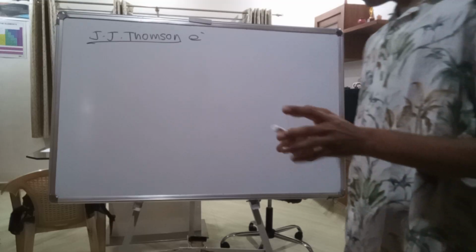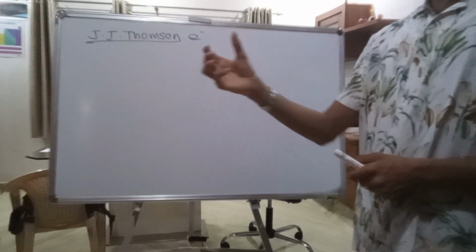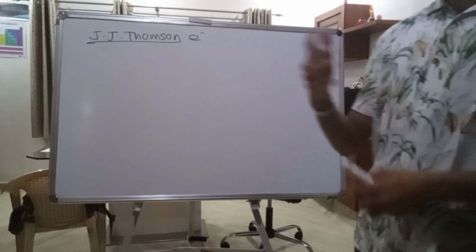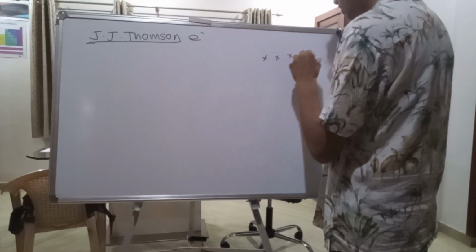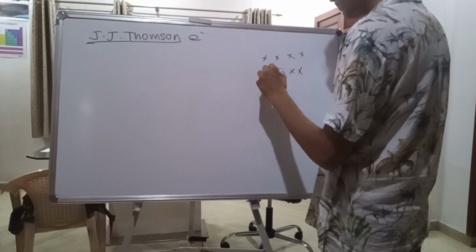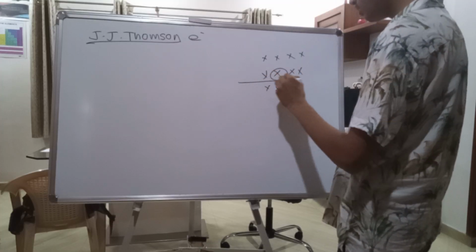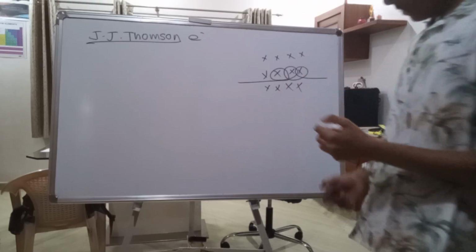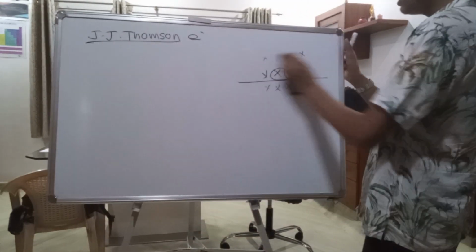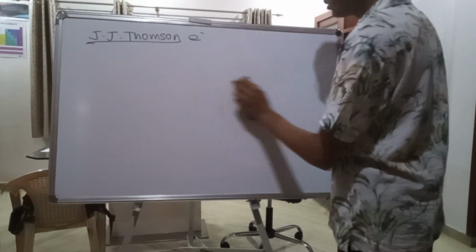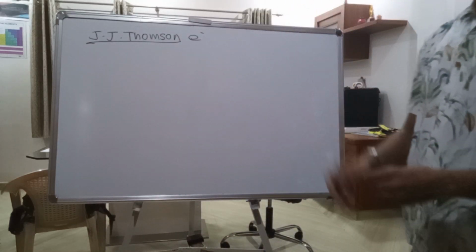Basically, two things you need to know. When a negatively charged particle is kept inside a magnetic field, it undergoes circular motion. So when an electron is projected inside a magnetic field, it undergoes circular motion. This you need to remember. After a magnetic field is applied in its path, the electron always tends to move in circular motion.